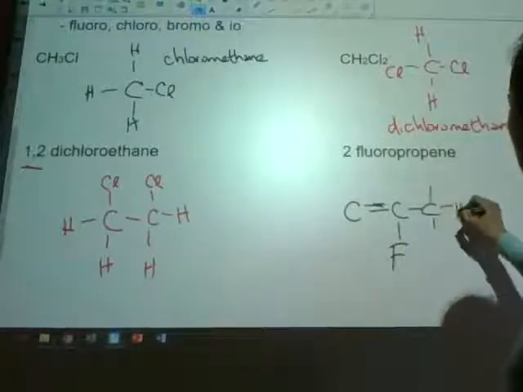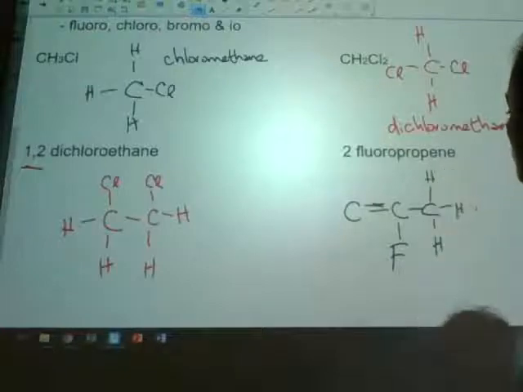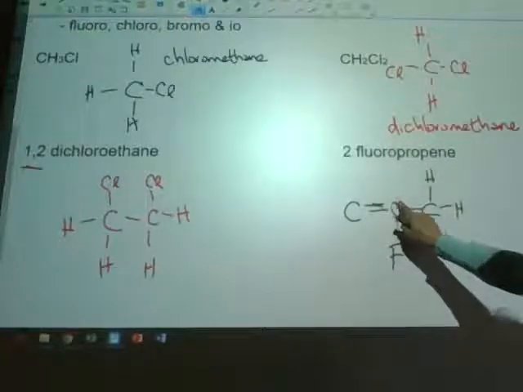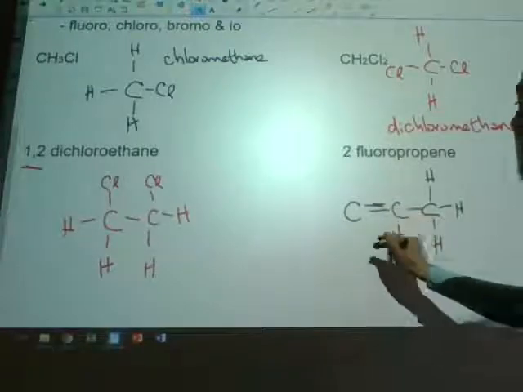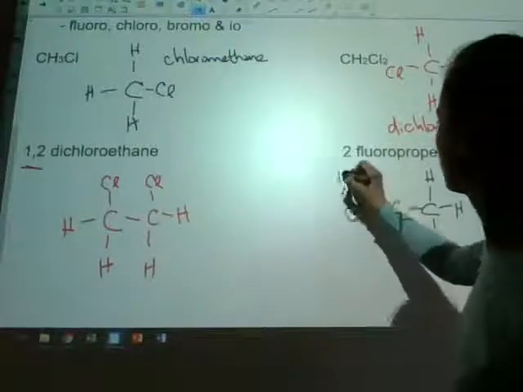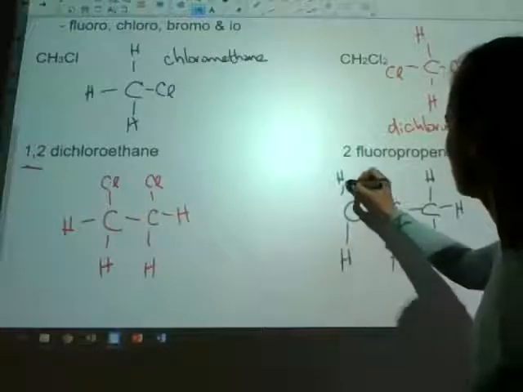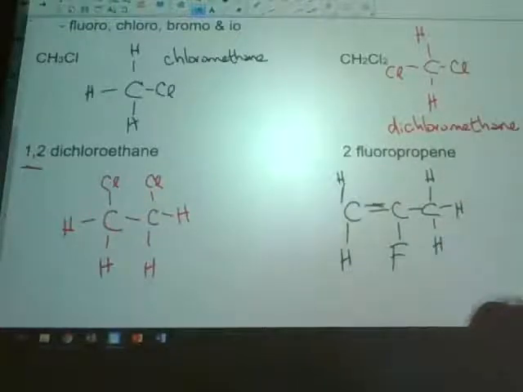Now make sure when you fill in your hydrogens that you're actually counting your bonds, because this carbon already has 4 bonds, so I cannot put any hydrogens there. This already has 2, so I can only put 2 hydrogens here, okay?